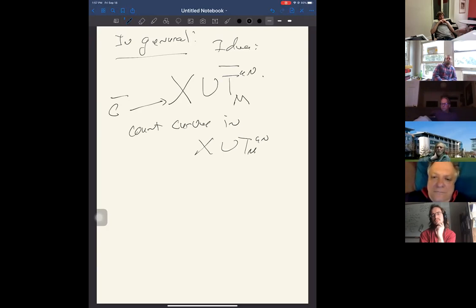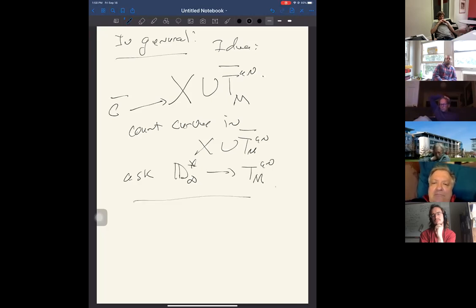It'll actually be a slight toric variety with one boundary divisor that I glue on. I count curves in here with the same condition. And then I ask, again, that D infinity star map into the torus. So we haven't done this, but we've been thinking about it. It looks reasonable to me. It looks good. I think it's going to work.